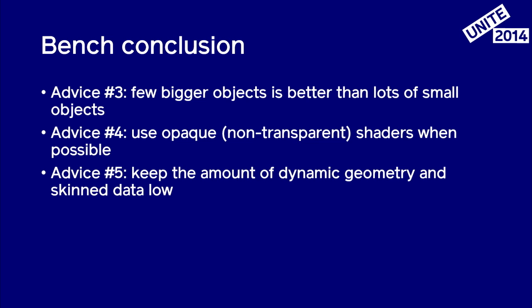So what did we learn from these benchmarks? Bigger objects are better than loads of small ones. It doesn't change the load on the GPU, however, it reduces the load on the CPU. That means you can afford more draw calls. Also, you need to use opaque shaders where possible. Transparency kills performance really, really fast. And of course, keep the dynamic geometry low. Only use that where it's really needed.